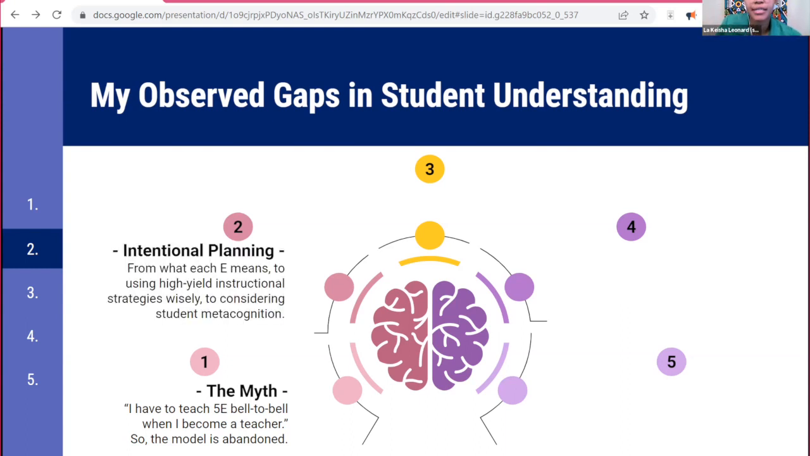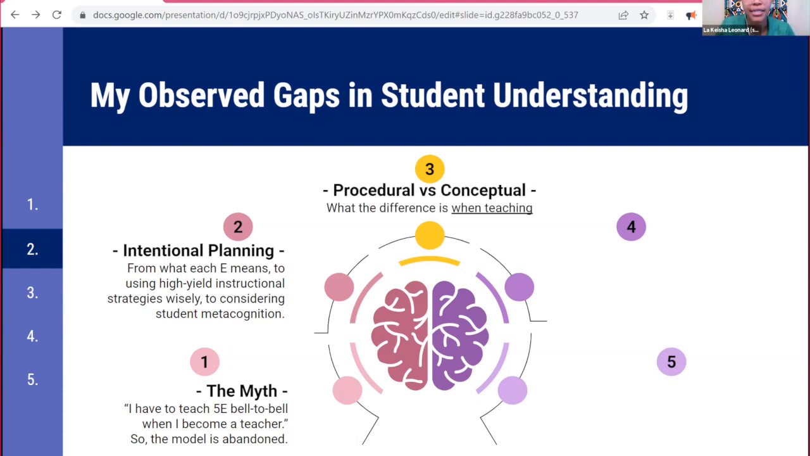One of the other things is a lack of intentional planning with their lesson planning. I noticed that they didn't fully grasp the meaning or the significance of each of the E's. There was also a lack of wisdom in choosing and using high yield instructional strategies. And also I saw a lack of forethought when it came to lesson planning. They didn't consider student metacognition as they were planning. It was like, oh, I'm planning. This is what I do. This is what I do. Boom. This is the lesson.